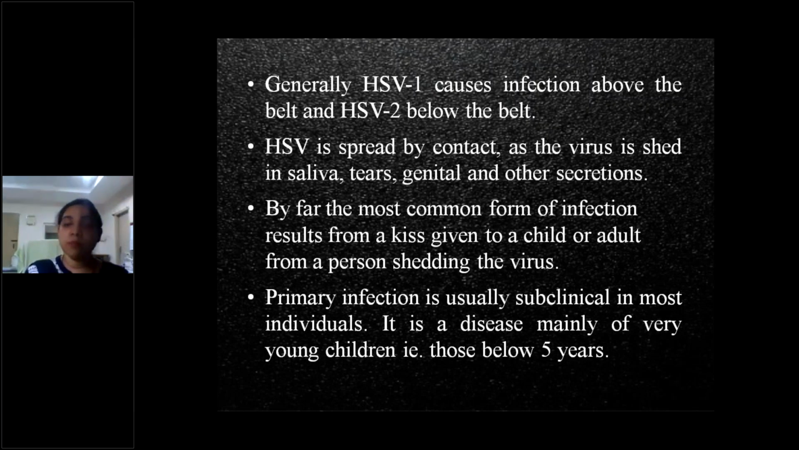So what is this? Herpes simplex virus. Usually two types are there, 1 and 2. One causes infections on the upper part of the body, whereas two causes infection on the lower part of the body. A person can acquire infection by coming into contact with infected saliva, tears, genital secretions, or other secretions. Most commonly, it is spread by kiss. Primary infections are usually subclinical in most persons, and herpes infections are commonly seen in young children below 5 years old.